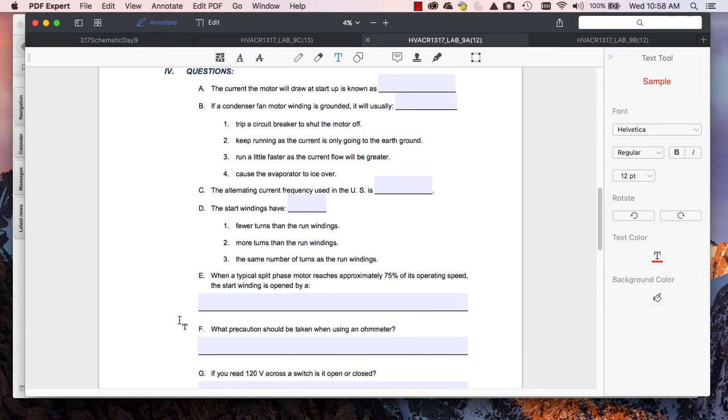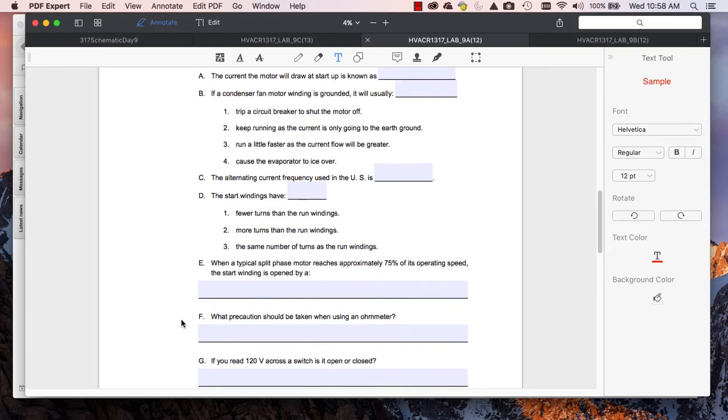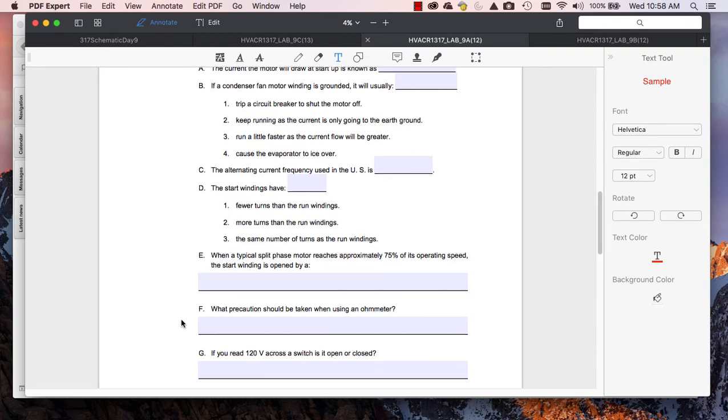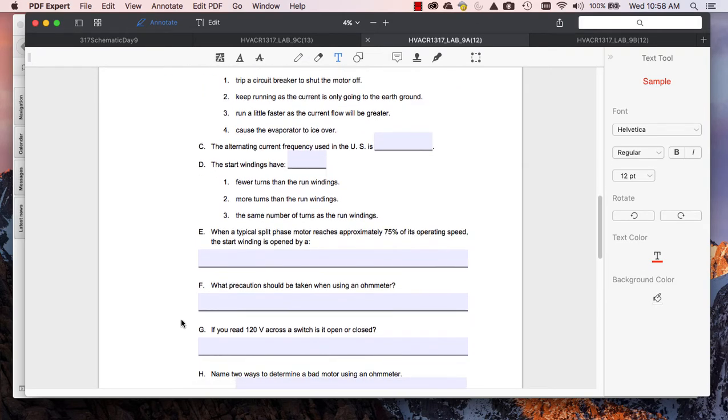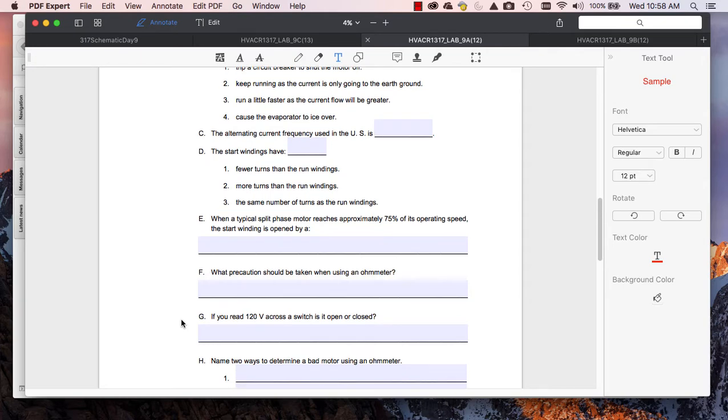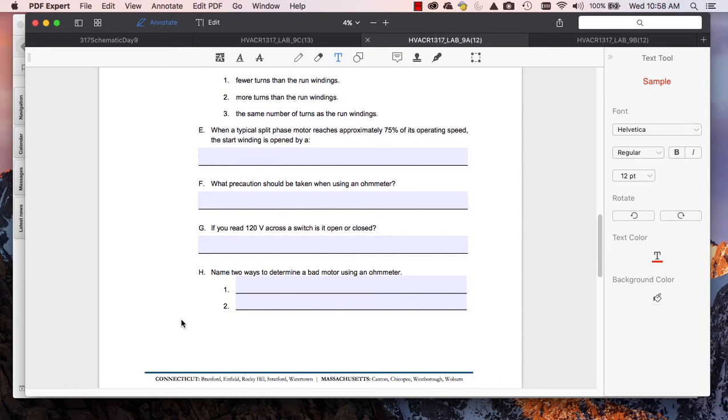What's the one thing you should never do with an ohm meter? Use it on a powered circuit. And if you read 120 volts across a switch, it's open. Because remember, voltage across a closed switch is 0. Voltage across an open switch is source.